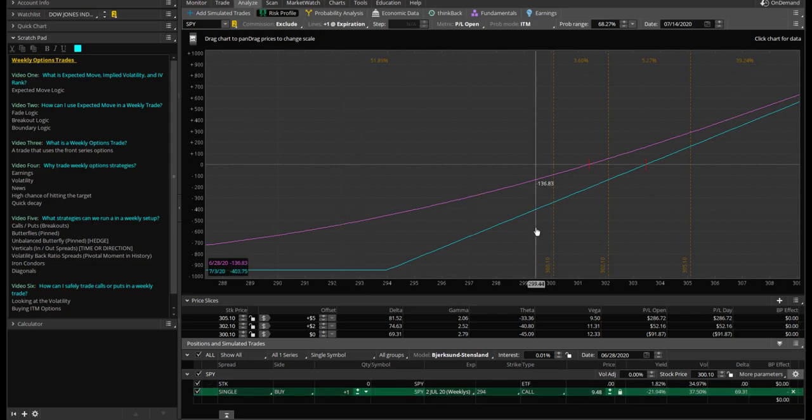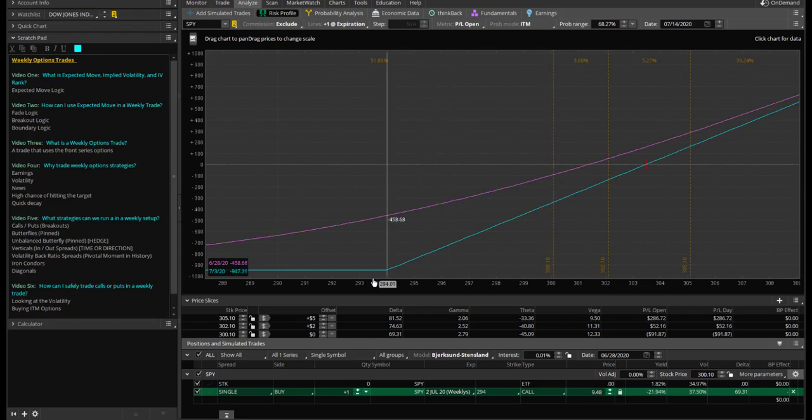What if it just stalls and doesn't go anywhere? It just stays right at that 300 all week long and into the close on Friday. How much would I lose? I can just stop my mouse right there, and we can see that this call, which is $948, would only be a max loss to me of $341. Now, I don't want to lose $341, but I would much rather lose $341 than $948. But that's my max loss if the market just stays right here.